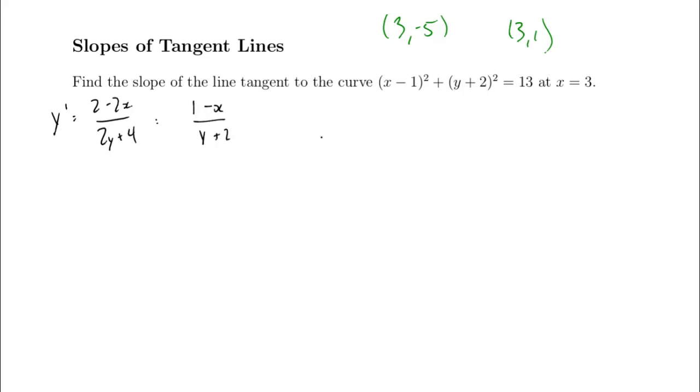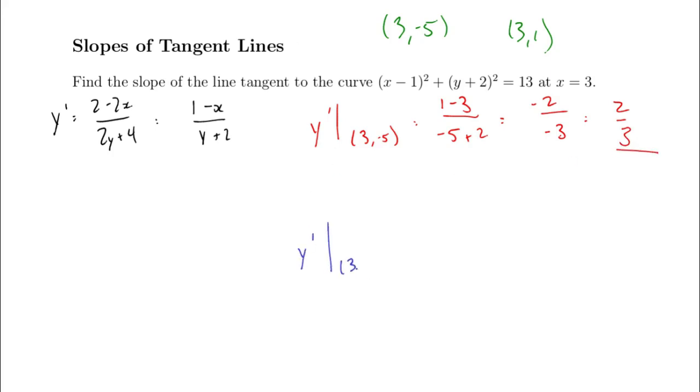And now what we'll do is we'll just look at y prime evaluated at (3, negative 5). That's going to be (1 minus 3) over (negative 5 plus 2). So that's negative 2 over negative 3, or we could say 2/3. And we could also look at y prime evaluated at (3, 1). That's again going to be 1 minus 3, but now on the bottom we have 1 plus 2, so this is going to be negative 2/3.